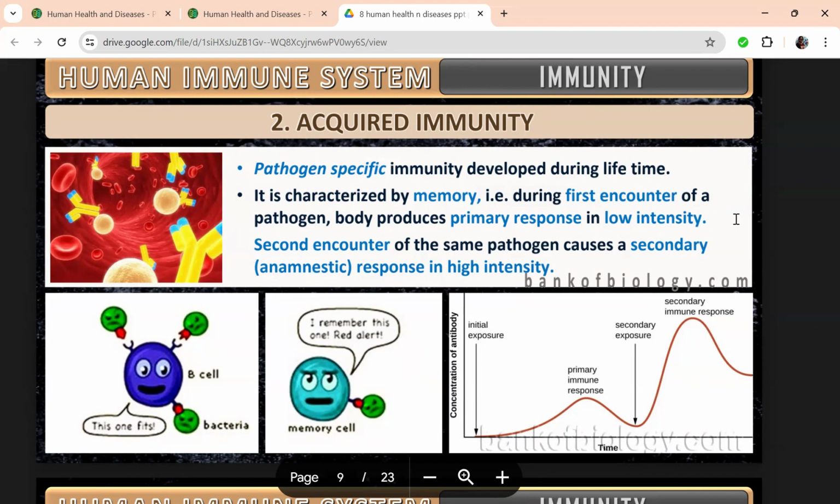It is characterized by memory. That is, on the first encounter with a pathogen, the body produces a first response, or the primary response, of low intensity. The second time it occurs, the intensity becomes higher. So in the first response you have very little immunity, and in the second instance you have a built-up immunity. In the first time, there is a production of B cells. The second time when it enters, it will say, I remember this one. Red alert, red alert. So memory cells will give a red alert to the antigen.